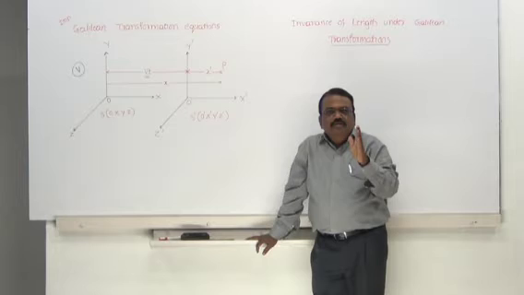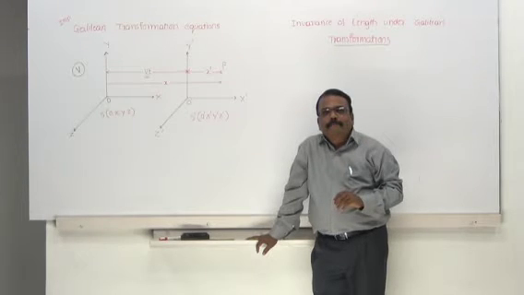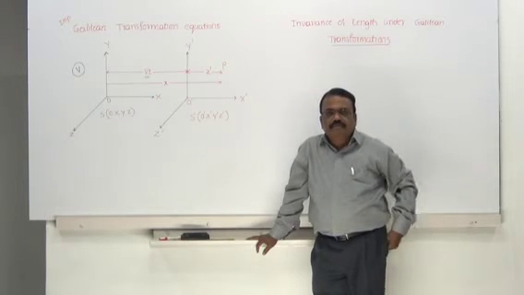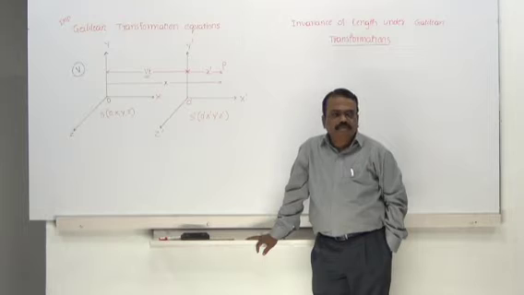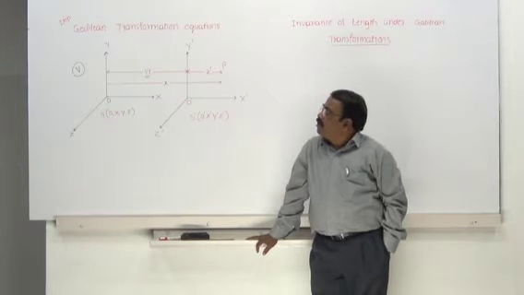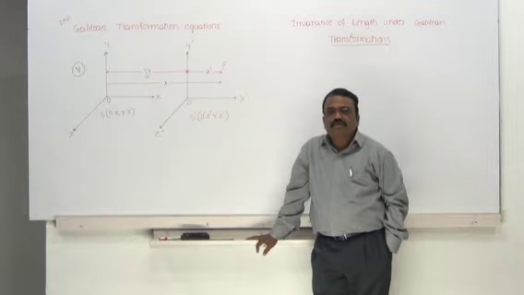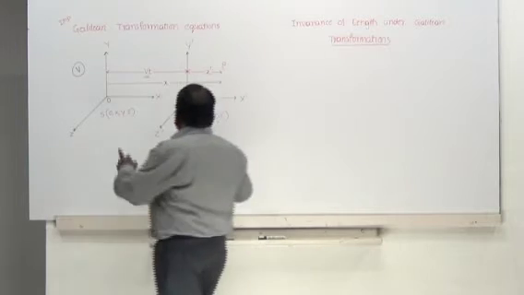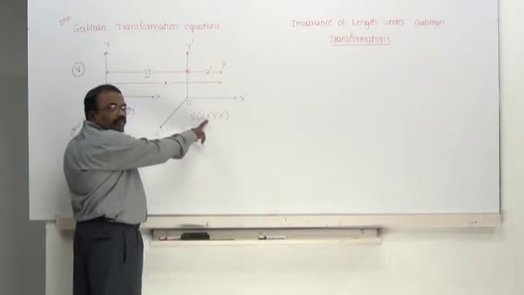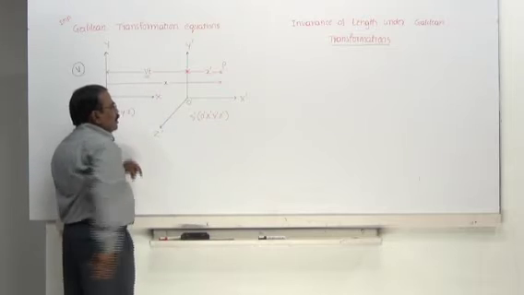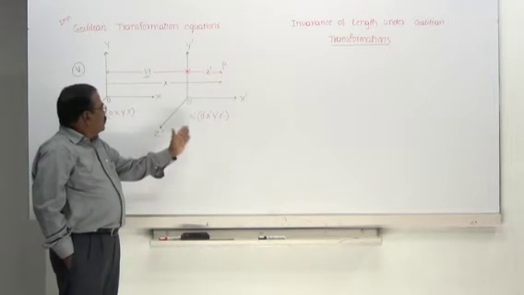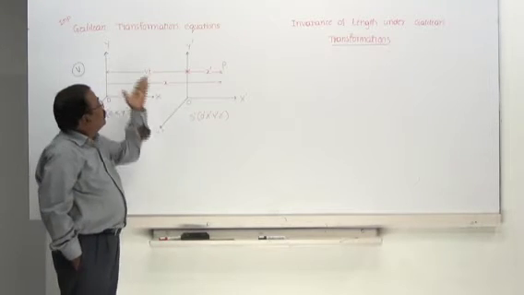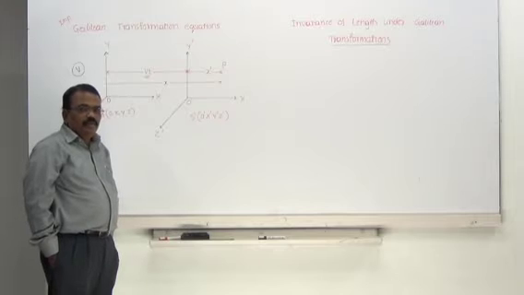Then an equation which provides the relation between coordinate systems of the two frames of reference is called the Galilean transformation equations. That means, what is the relation for x dash, what is the relation for y dash, what is the relation for z dash, the equations give that. Those equations are called Galilean transformation equations.